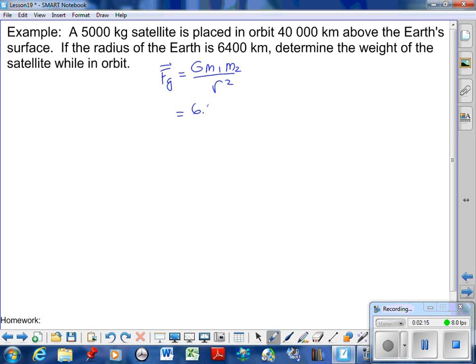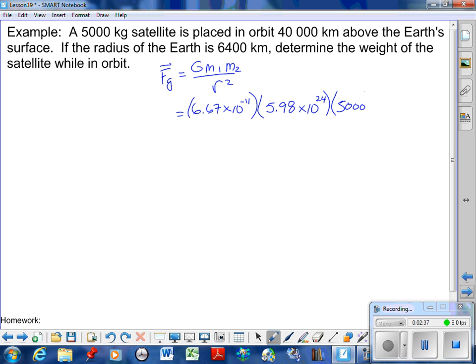So 6.67 times 10 to the negative 11. Mass of the Earth, this I don't have it handy, to be quite honest. So I think it's 5.98 times 10 to the 24th. Might want to just put a star on that and ask me the next day to make sure that's correct. It's probably when I do this from memory.